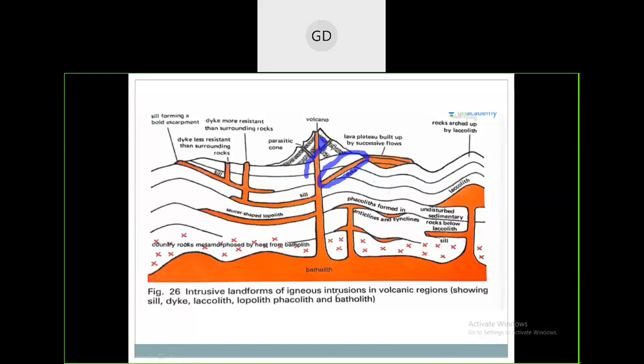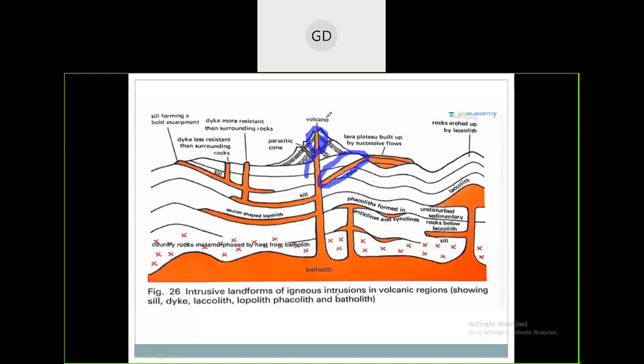Okay, so next after the dike is your volcanic neck. So what is a volcanic neck? You can see this part. This is the neck, from where the volcano erupts. Since the volcano is erupting from here, this is known as your volcanic neck.